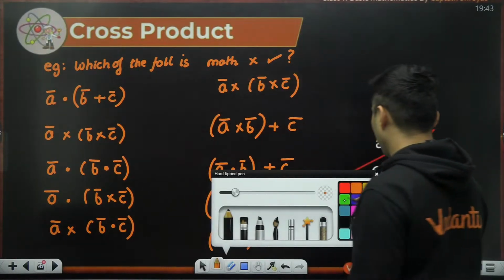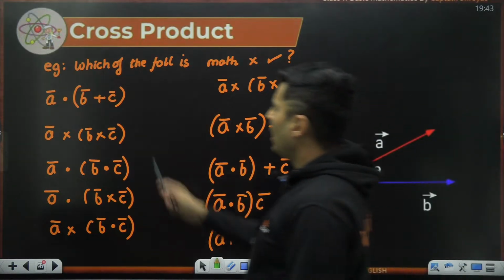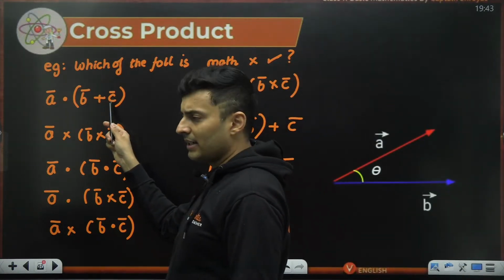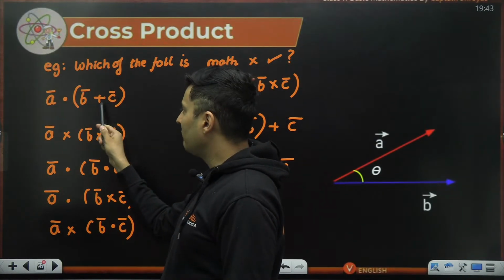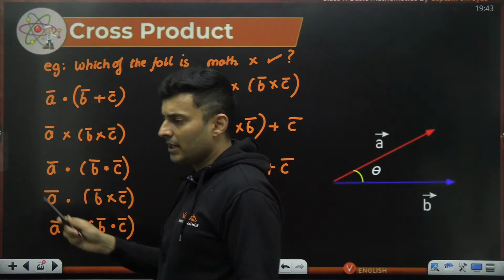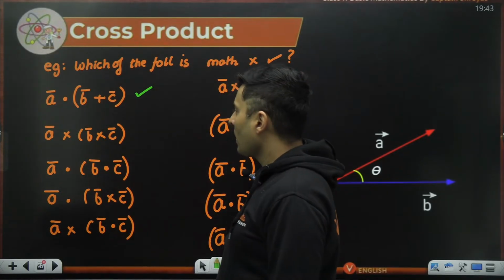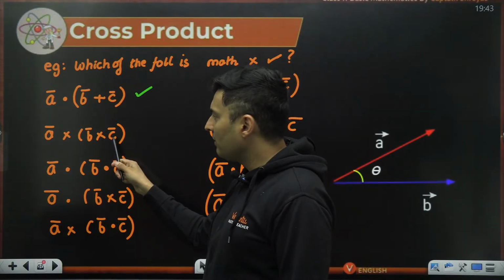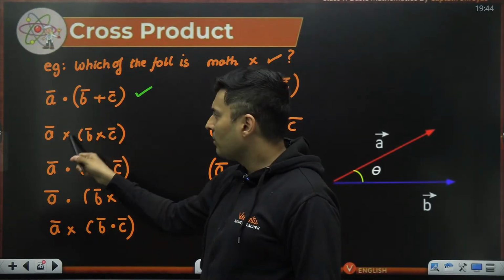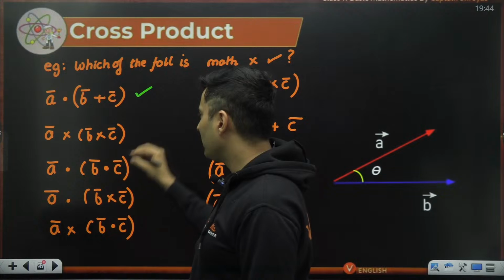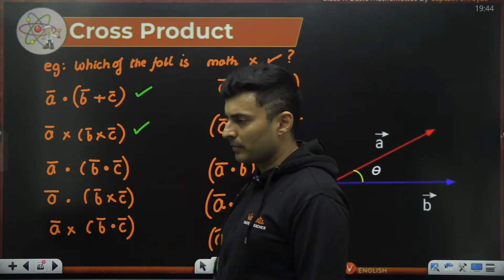Let's start with the correct ones first. I take a vector, add it with a vector. This is also a vector. A vector dot producted with a vector is perfectly fine. Nothing wrong with it. I take a vector multiplied with a vector, I'll get a vector. Vector multiplied by a vector, perfectly fine. I can do that. It is allowed.